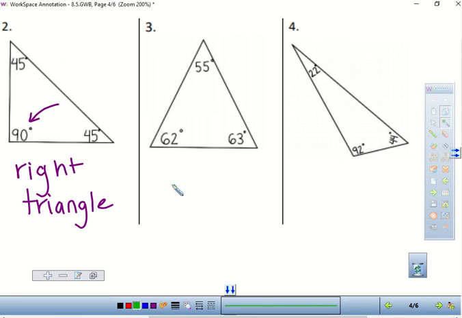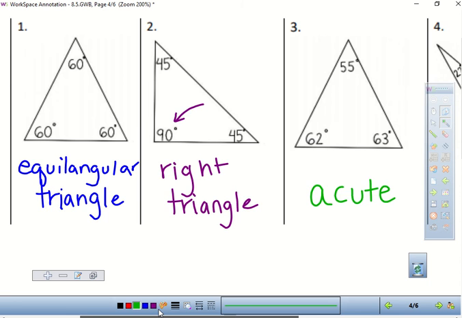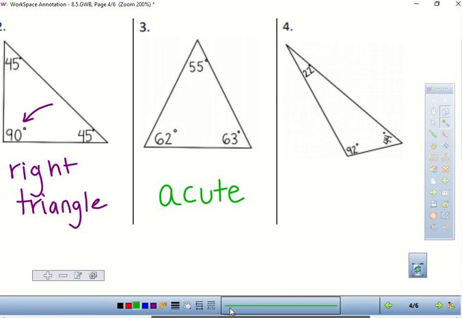Good. Acute. Wait, but that's the same one as the first one. No, it's not. Oh, never mind. So this is an acute triangle because all of the angle measures are less than 90 degrees.